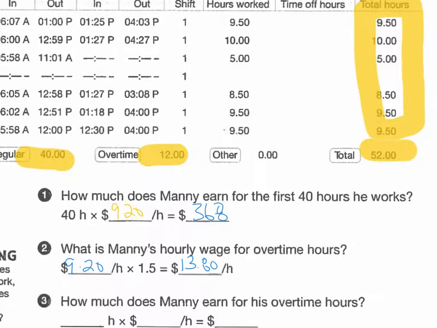So how many overtime hours were there? Well, if we look back on the chart, there's 12. So the number of overtime hours is 12. We're multiplying it by our new overtime wage of $13.80. And if you multiply those two, you'll get $165.60. And what's the gross income? Well, it's $368 plus $165.60, and that gives you a total of $533.60.